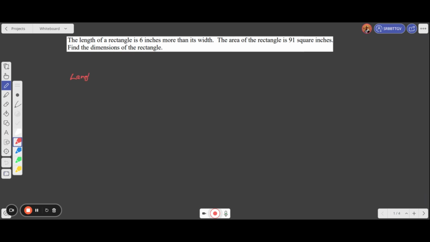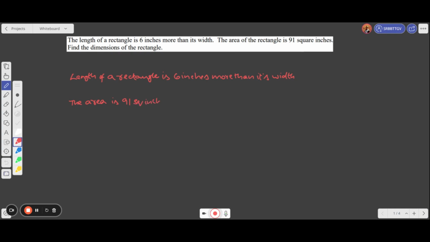So here, let me write the data. Length of a rectangle is 6 inches more than its width. Let me write the second point also. The area is equal to 91 square inches.